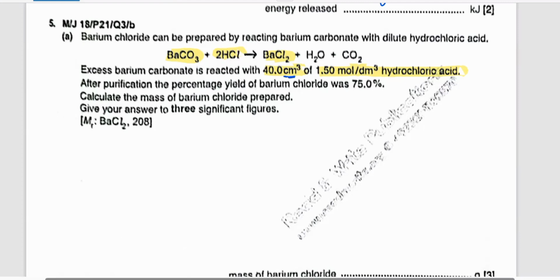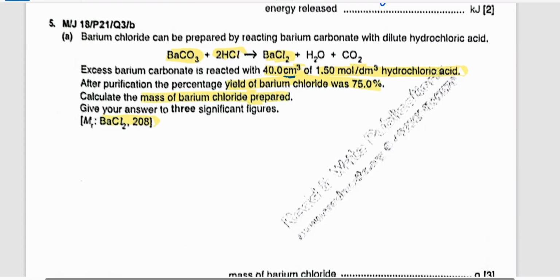After purification, the percentage yield of barium chloride is 75%. It means what we get theoretically, 75% is the actual yield. So calculate the mass of barium chloride. We have to find the mass of barium chloride, and its molar mass is also given for our ease.